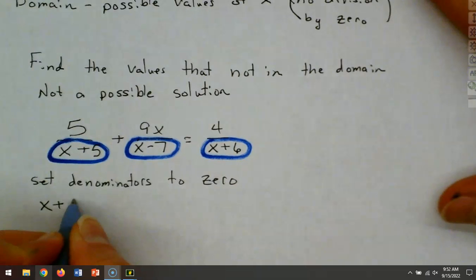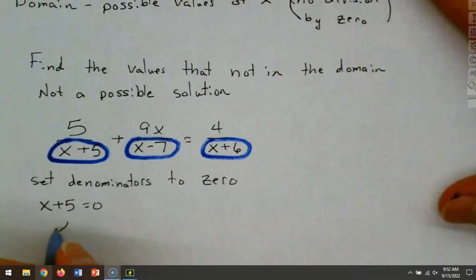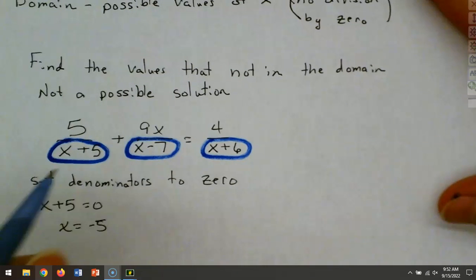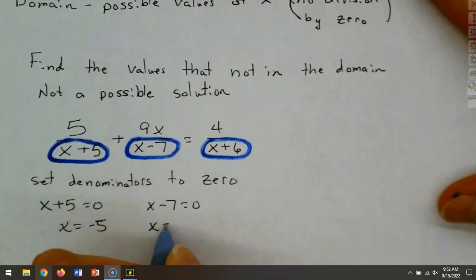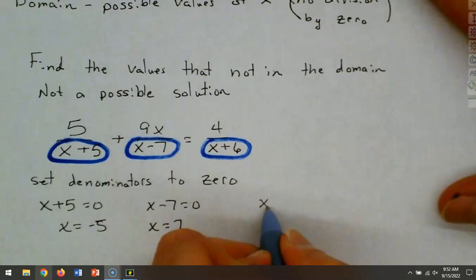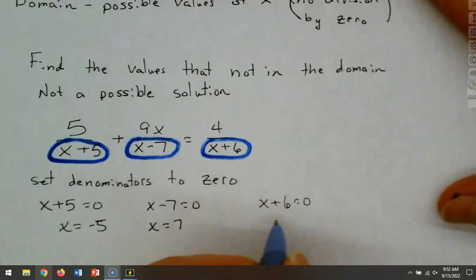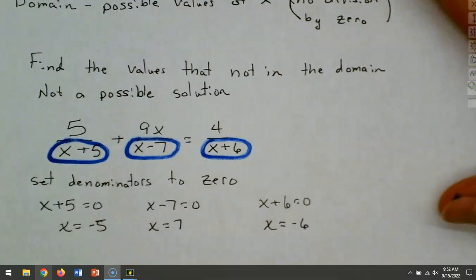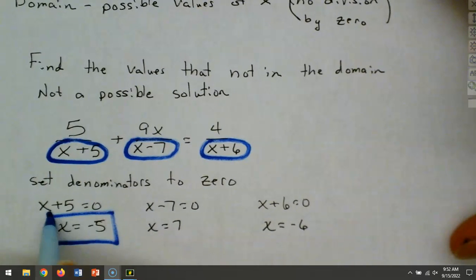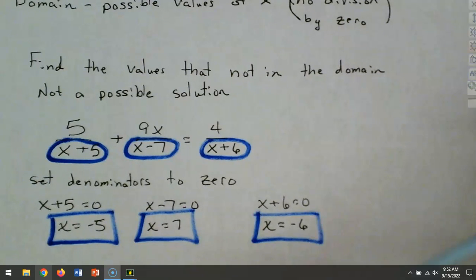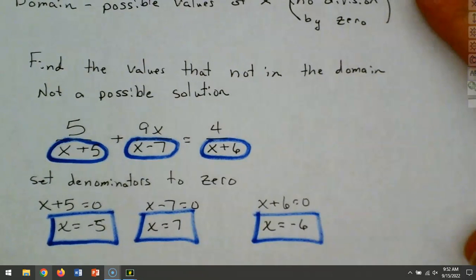So if x plus 5 equals 0, then x equals -5. So there's one number that's not in the domain. x minus 7 equals 0 gives you x equals 7. And x plus 6 equals 0, well, that gives you x equals -6. And these are the values of x that are not in the domain. Okay, these are the ones that are not in the domain, not solutions.